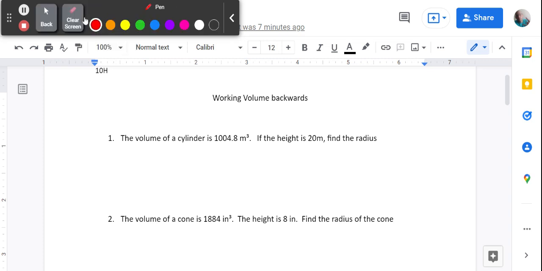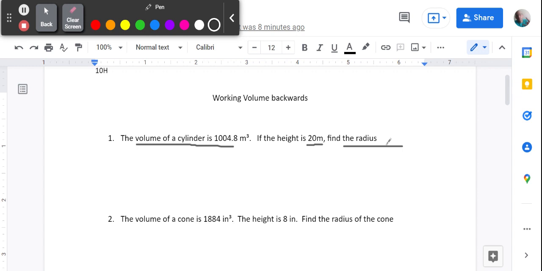Okay, working on our 10H notes here. As I said when we were starting this, we're just working these problems backwards, and they're word problems right here. Okay, so starting here, volume of a cylinder is 1,004.8 meters cubed. The height is 20 meters. Find the radius. What did I say that we had to do first?